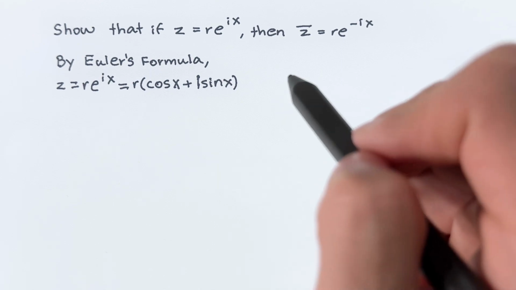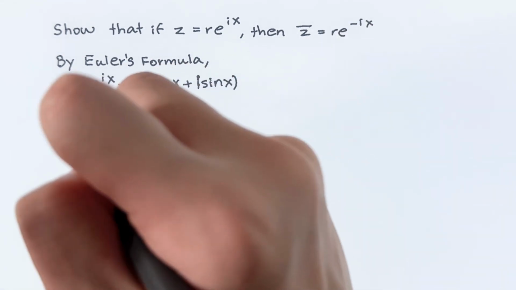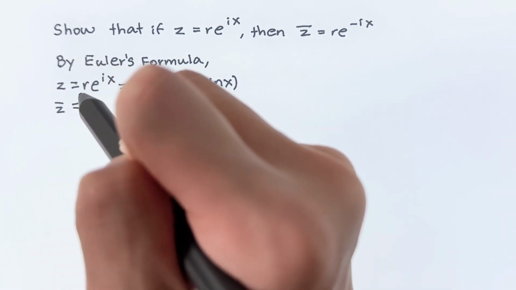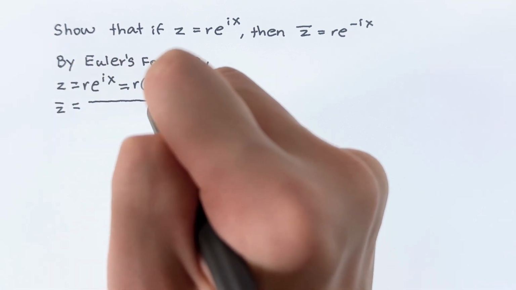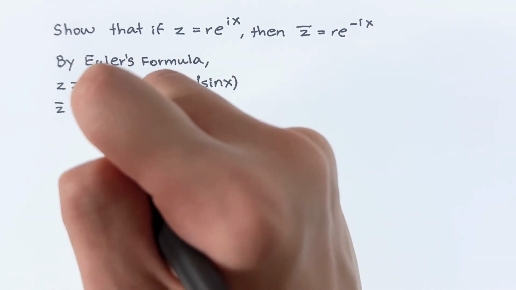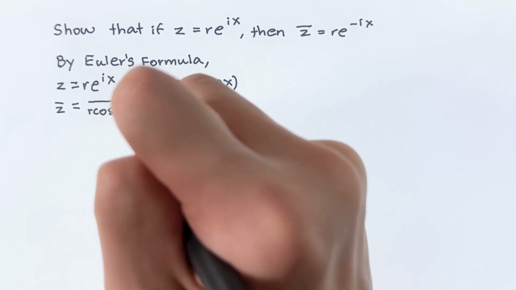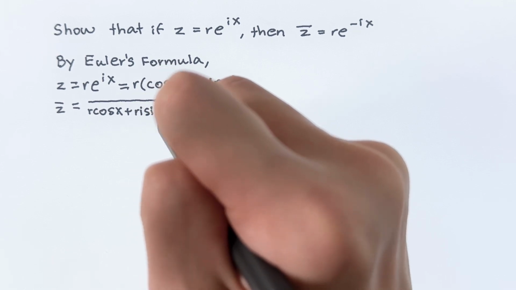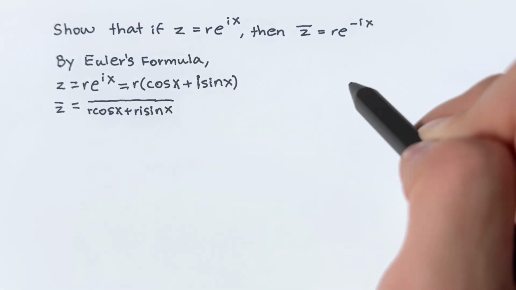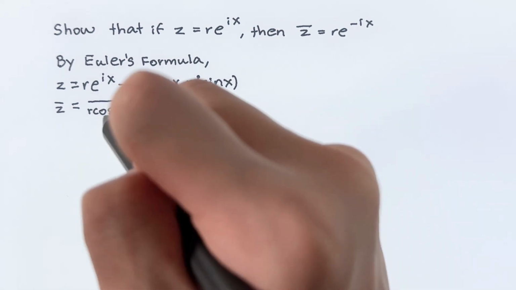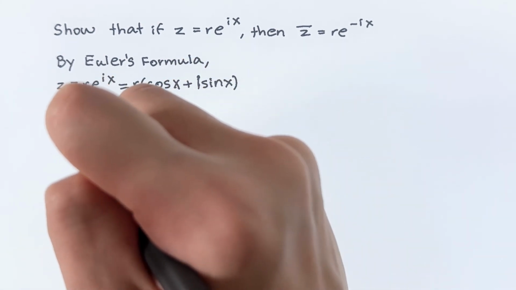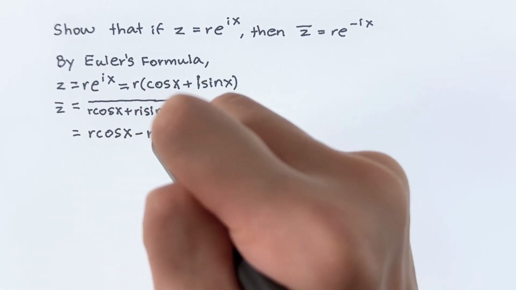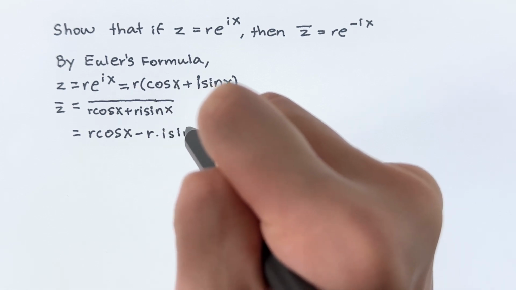So we have the conjugate of z would equal the conjugate of r cosine x plus r i times sine of x. And then, by definition of a conjugate, this will equal r times cosine of x minus r times i times sine of x.